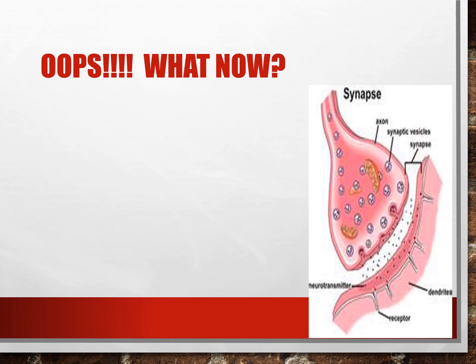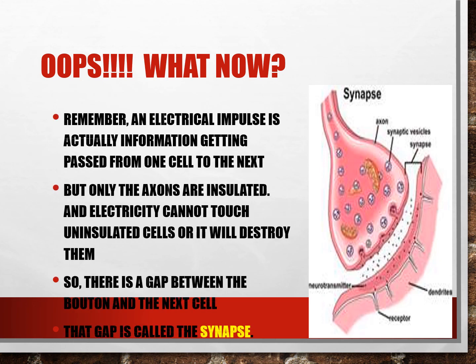Now, last thing, however, like I mentioned, neurons cannot touch another cell. An electrical impulse is information getting passed on from one cell to the next. But only the axons are insulated. So what you're seeing here in this picture, this is the Buton. That's the water gun that contains all the chemicals. And this is whatever cell it needs to talk to. It might be another neuron, it might be a muscle cell.